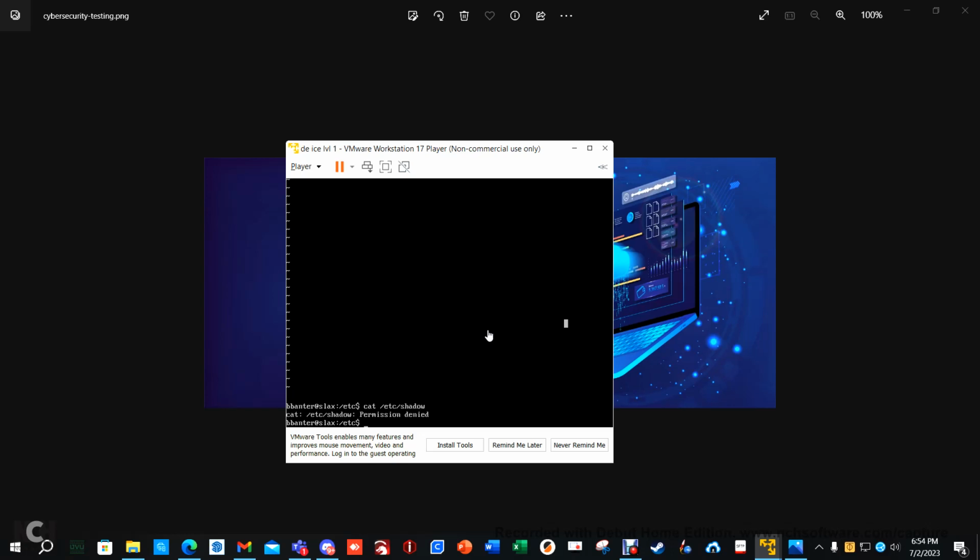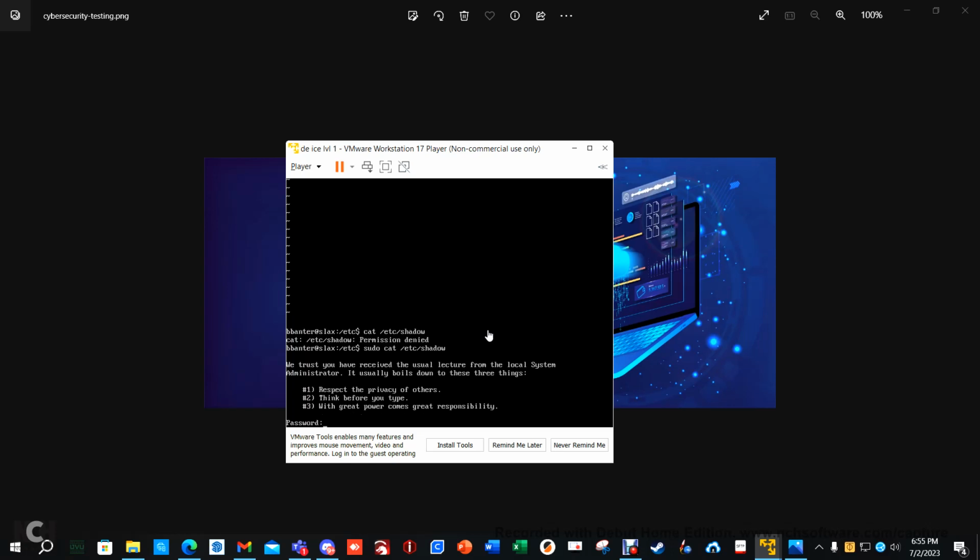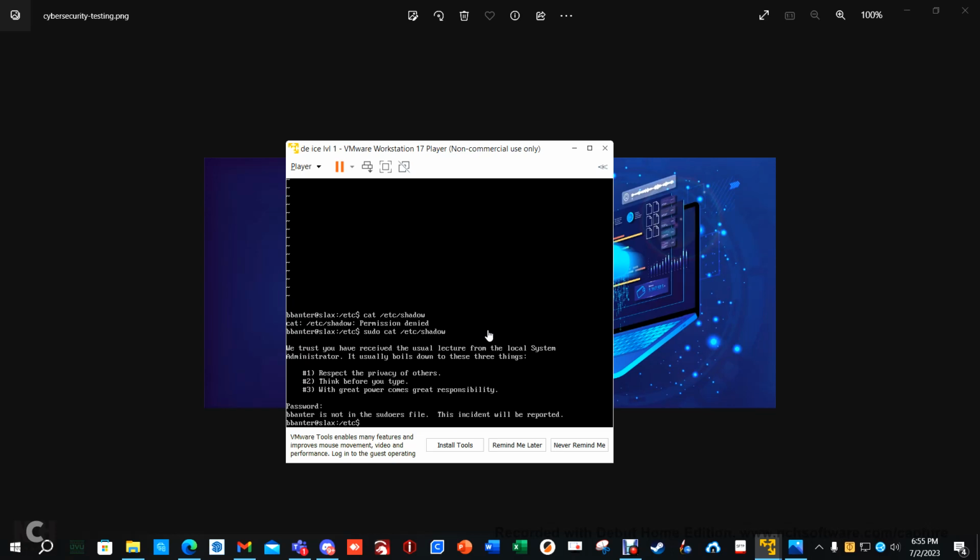Let's see if that does it. Permission denied. Well, okay. What if we did it this way? cat /etc/shadow. What does it say? We trust you have received the usual lecture from the local system administrator. Oh wait, I don't know the sudo password. I doubt he is an administrator. He's not in the sudoers file.